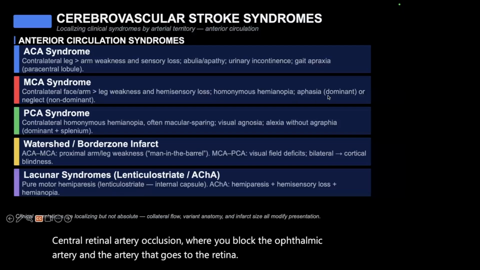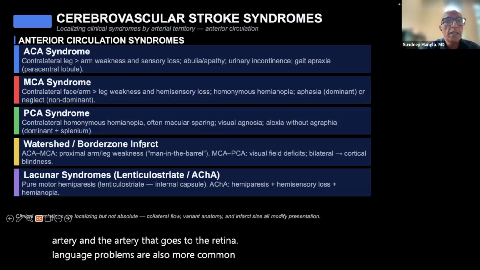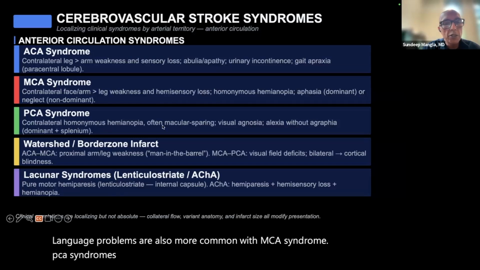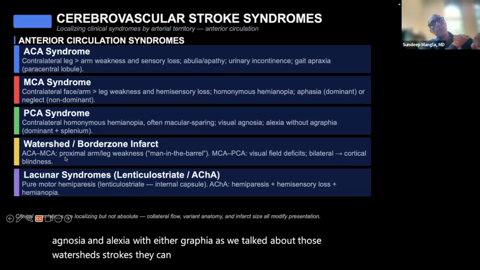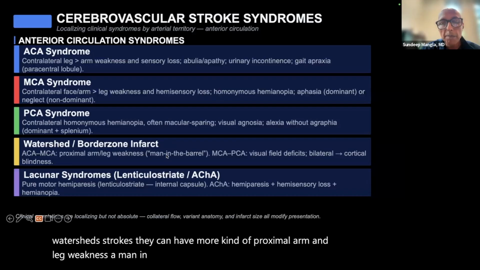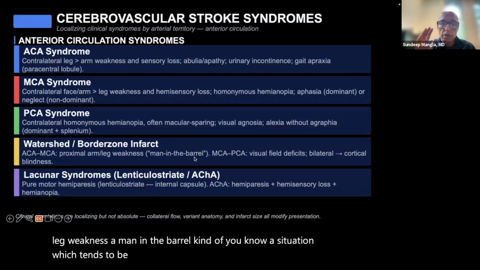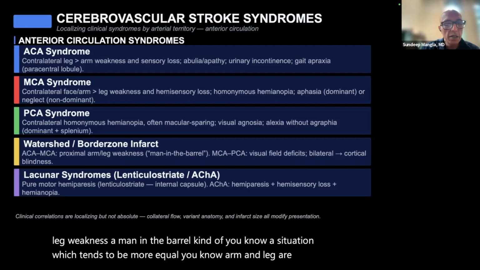Language problems are also more common with MCA syndromes. PCA syndromes more commonly have visual problems, visual agnosia and alexia with agraphia. As we talked about, those watershed strokes can have more proximal arm and leg weakness, a man-in-the-barrel kind of situation, which tends to be more equal. Arm and leg are both weak.